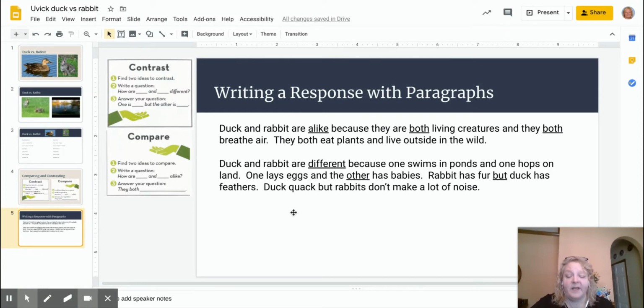All right, so in summary, comparing, thinking about how 2 things are alike. Contrasting, thinking about how they're different. Paragraph, a bunch of sentences all about the same topic.